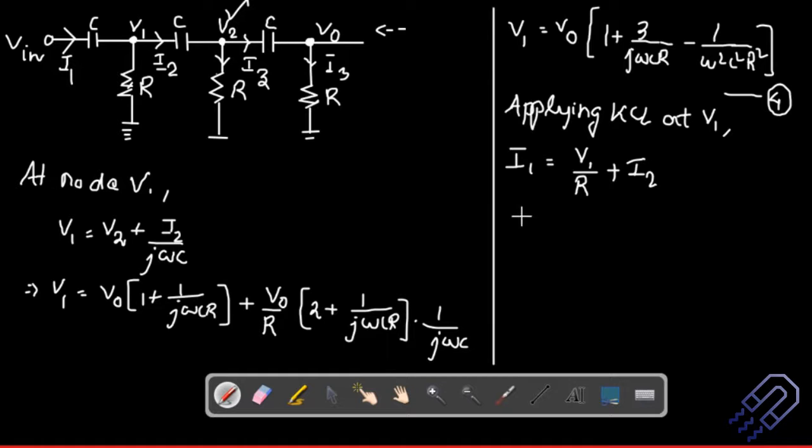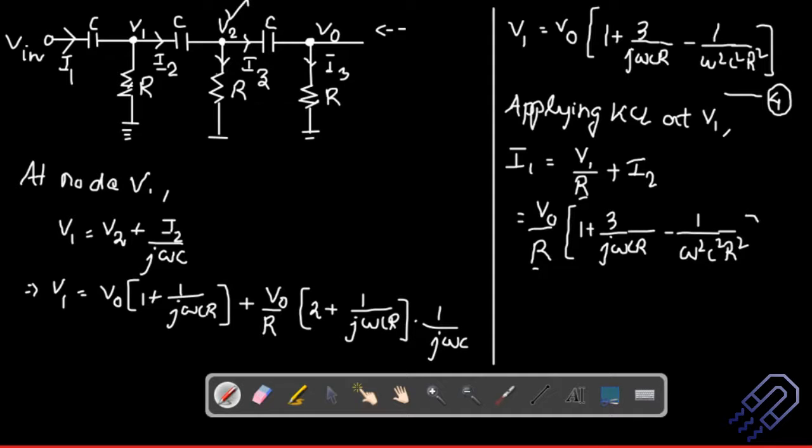Now I think you can guess easily what we are going to do next. We are just going to replace what V1 is. In place of V1, I have V0 times this, so I'll take V0 out, divided by R. This R is this R. Then within the bracket we have 1 plus A divided by j omega CR, minus 1 divided by omega square C square R square. So we have one part of the equation plus I2.